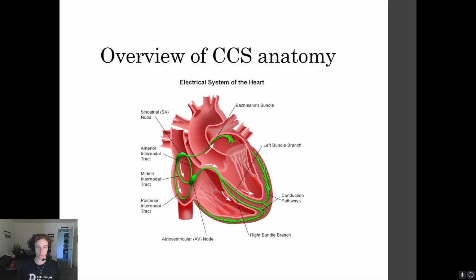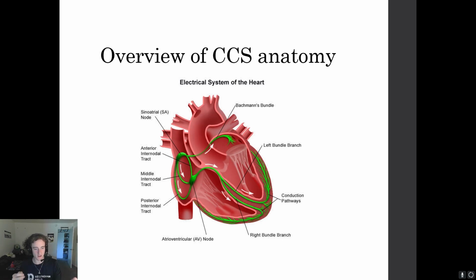All right. Flashbang. We've all seen this before, hopefully. Okay, so this is that basic, super basic, you see it over and over. This is the CCS, that cardiac conduction system.